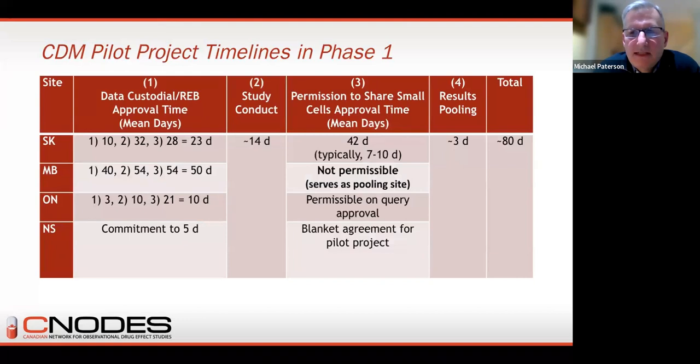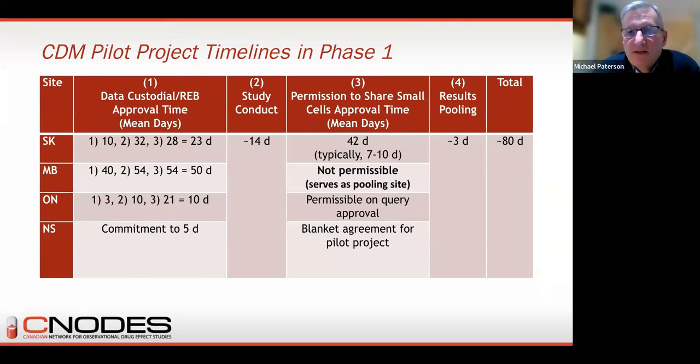So this slide provides sort of an overview of the results in terms of timeliness of phase 1 of our demonstration project. So column 1 reports the review times for the data custodial reviews and REB reviews at each of the sites. As you can see here in Nova Scotia, we were able to negotiate a commitment to a 5-day turnaround time for these analyses. And it ranged from there up to about 50 days on average in Manitoba. So quite a range of approval times. And this continues to be a challenge for us.